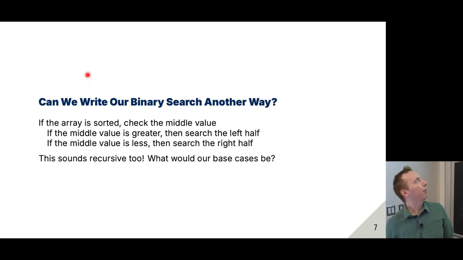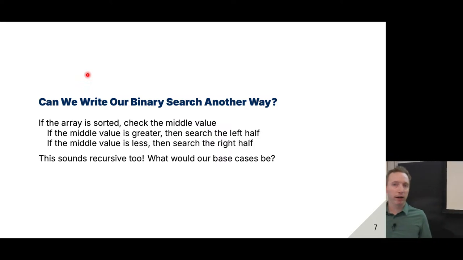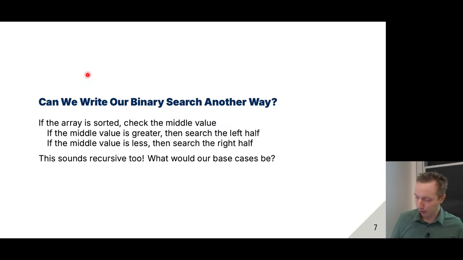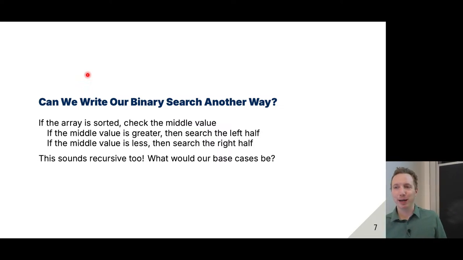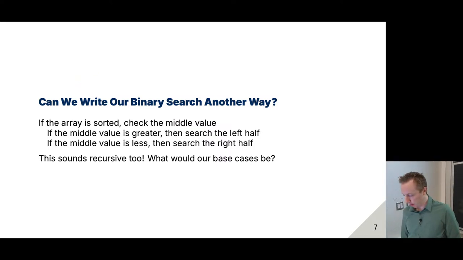So if we look at it, like when we were talking about it, if the array is sorted, you check the middle value. If it's greater, just search the left half. If it's less, search the right half. Sounds recursive in a way, right? So if we wrote this recursively, what would our base case be? I'll give you a second to think about that while I delete stuff.